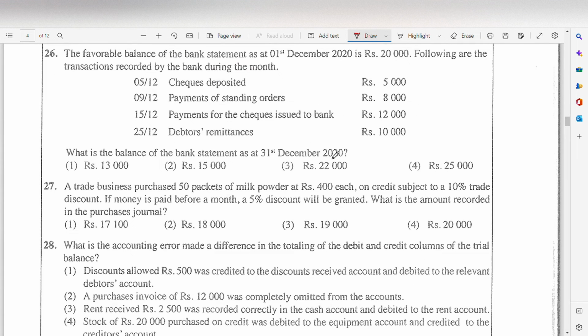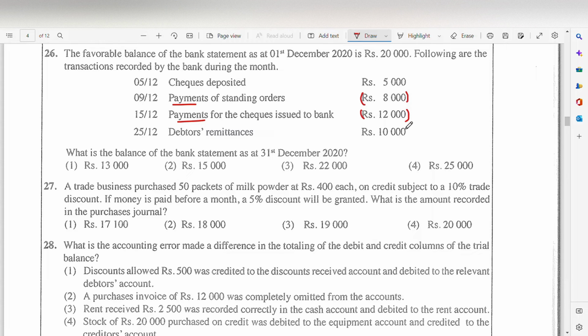Question 26. The favorable balance of the bank statement as at 1st December is rupees 20,000. Following are the transactions recorded by the bank during the month. So on the 5th you have check deposited, 9th payment of standing order, 15th payment of checks, and 25th debtor remittances. So remember, these two are payments. So if you have a list like this, please put marks so you know what needs to be deducted and what needs to be added.